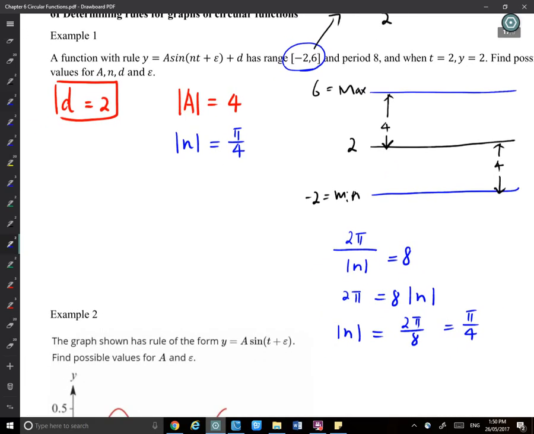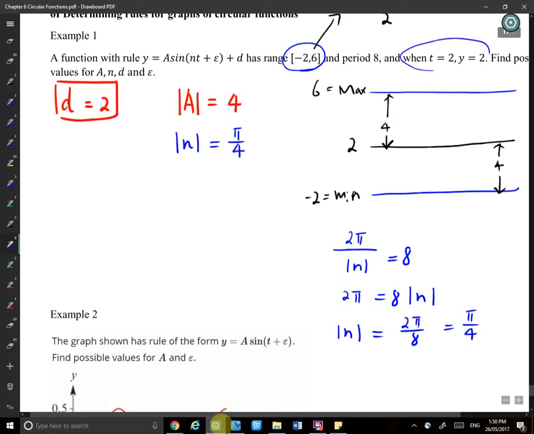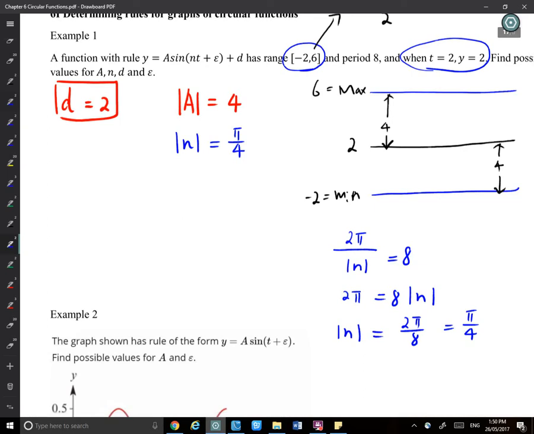And the last thing we know is when t equals 2, y equals 2. One thing I want to tell you is that for finding a sine rule, cosine rule or tangent rule, there's more than one possible answer, because you can reflect in two ways, x-axis or y-axis. It depends on what you take for A, what you take for n. And also it can shift. It can shift different units to give you the same graph.